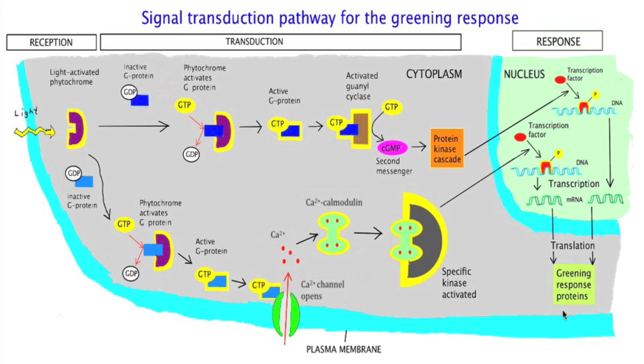Okay, very good. So what are these little circles? What do they represent? Calcium ion molecules. Yeah, and what's the dumbbell?